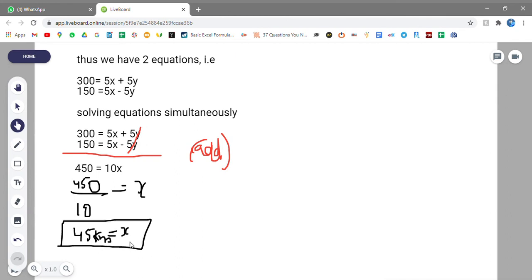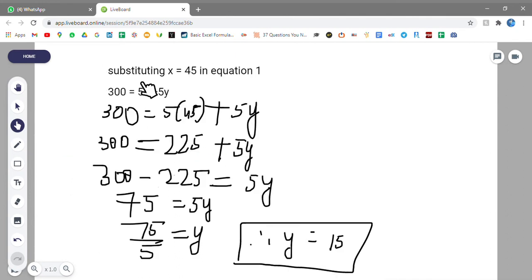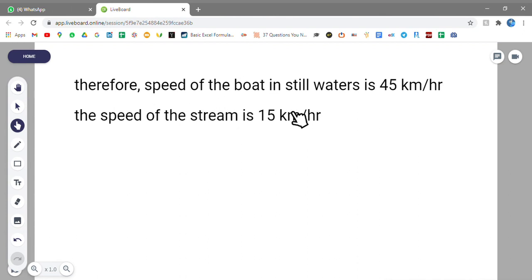Okay, and then we are going to substitute the value of x in equation 1. The equation 1 is 300 is equal to 5x plus 5y. And once you solve this, you get the value of y, that is the speed of the water. y is equal to 15. We get the conclusion at the end, that is the speed of the boat in still water is 45 kilometer per hour and the speed of the stream is 15 kilometer per hour. Okay, so that is your first question.